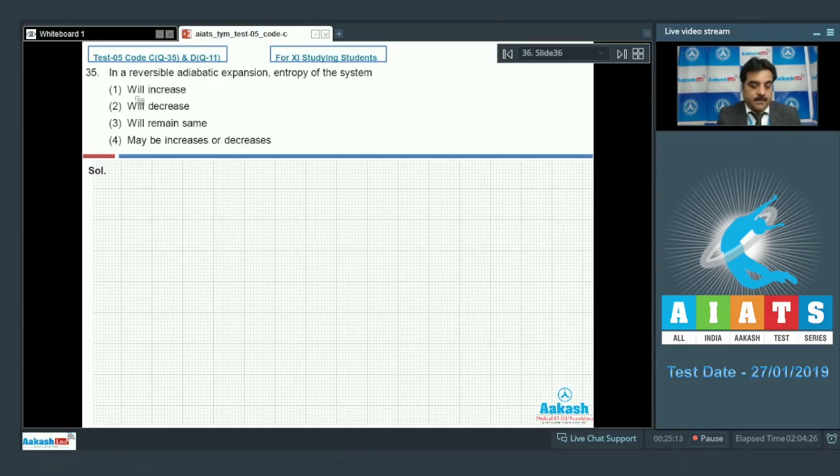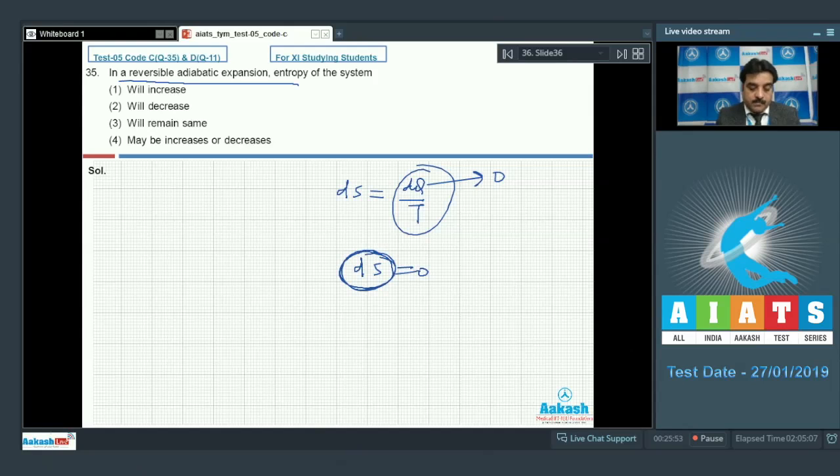In question number 35, in a reversible adiabatic expansion, the entropy of the system. You know, in the adiabatic process, entropy will remain constant. The formula is dS equal to dQ over T, the change in heat with respect to the temperature is called entropy. But in the case of reversible adiabatic expansion, dQ will be 0. There is no exchange of heat. So you will find dS equal to 0, where dS means change in entropy. So if change in entropy is 0, then entropy will remain the same. So we can select option number 3, will remain same. So let's move on to question number 36.